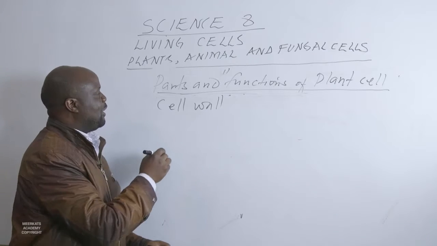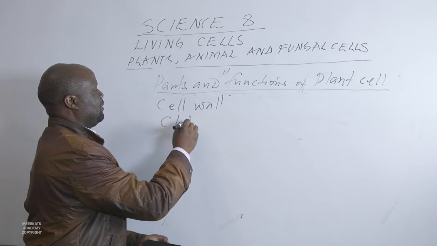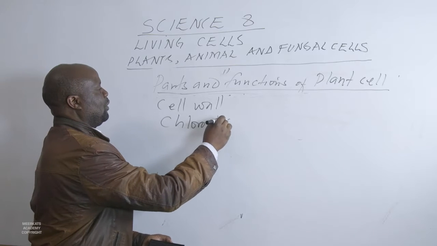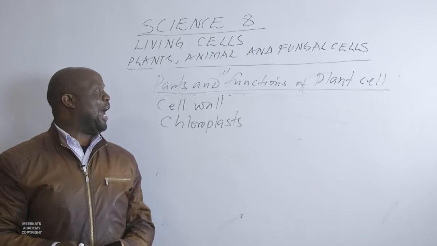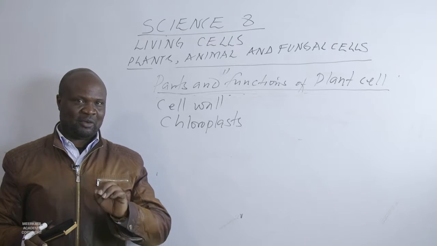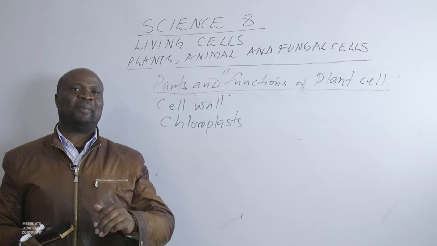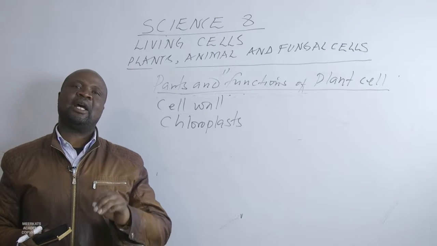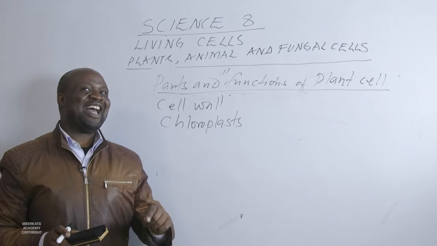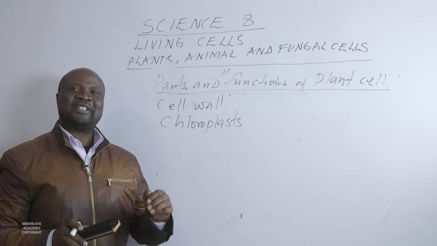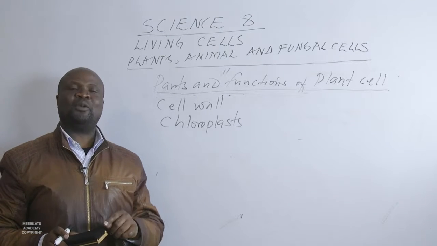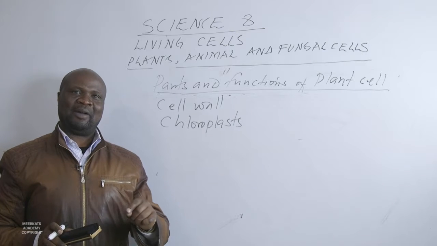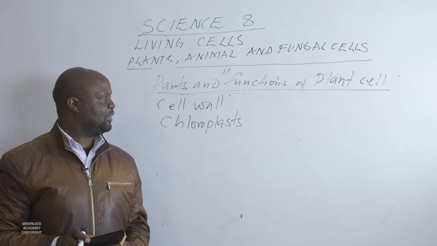They also have what we call chloroplasts. Chloroplasts are present within the plant cell. Chloroplasts are not present within the animal cell. The cell wall is present within the plant cell. The cell wall is not there within the animal cell.